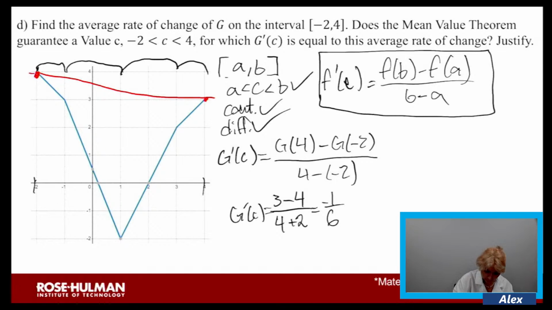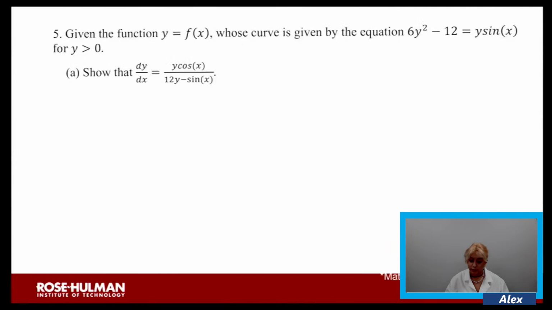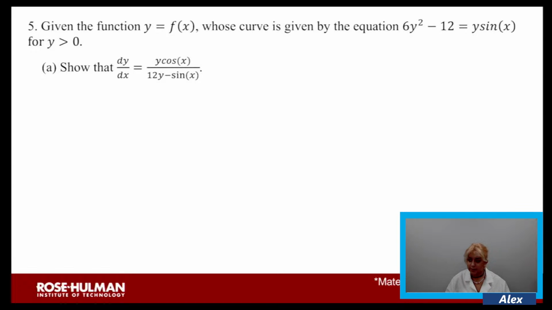So we'll do the same thing we did earlier, except this time our rise for this is -1, and our run, our length, is 6. So it seems that our average actually is equal to -1/6, and the mean value theorem gives you a value for g prime of c that is equal to that. And so your average rate of change is equal to the rate of change that the mean value theorem says that you should get, which makes sense since it satisfies all the conditions for that theorem.